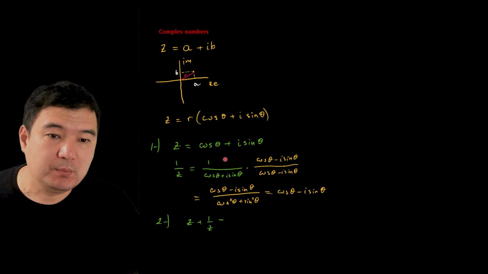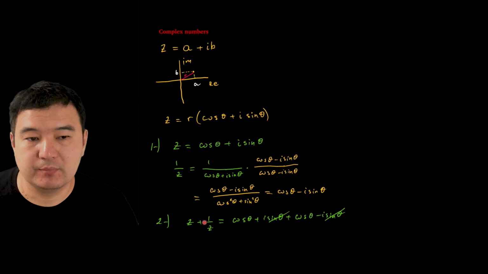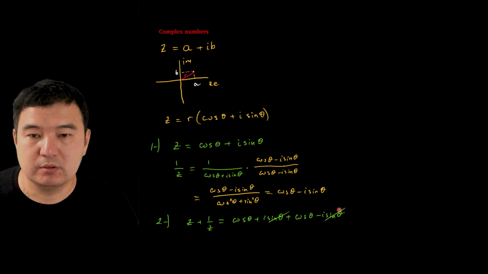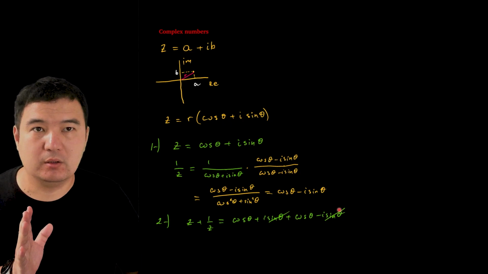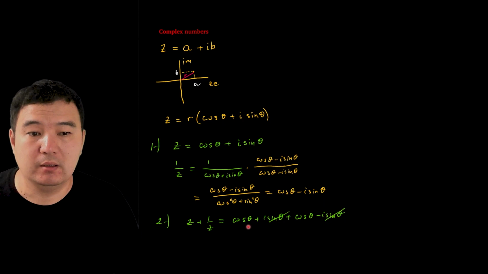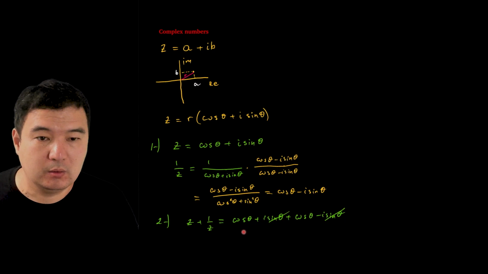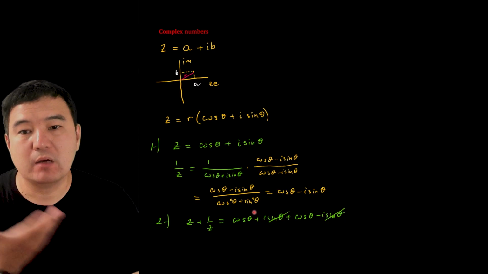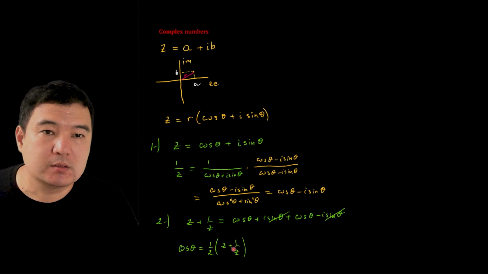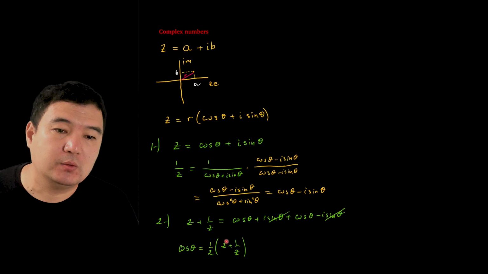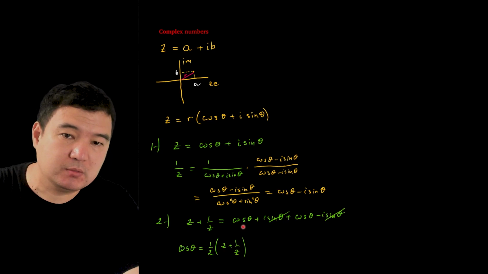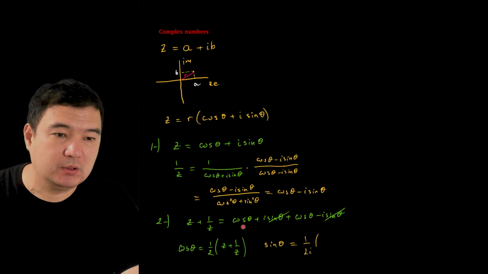The second one: what happens if you add z and 1 over z? Since we have plus and minus, these imaginary parts cancel out. So z plus 1 over z is always a real number, which is equal to twice the cosine theta. So going backwards, we have a formula for cosine theta: cosine theta is half of z plus 1 over z. All three problems are related to cosine, so we are going to use this one. But if you have similar problems with sine, you can use the formula for sine as well.